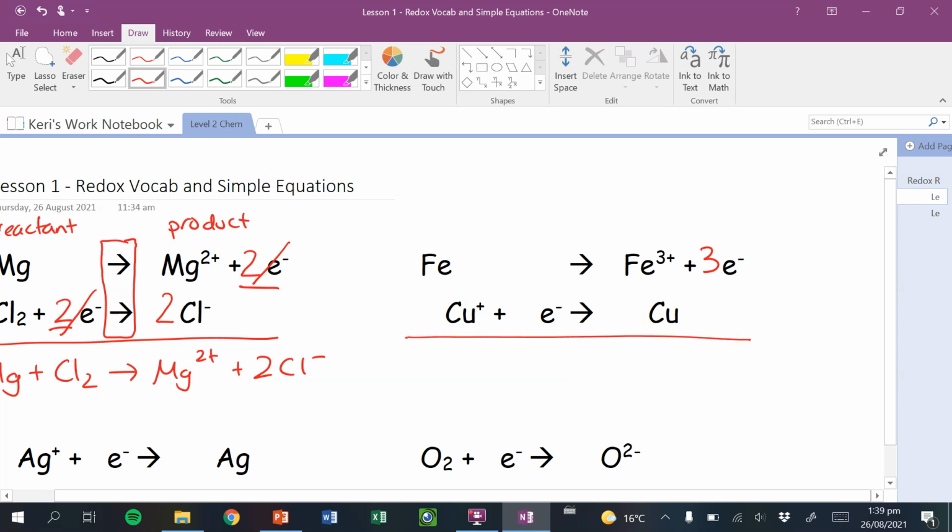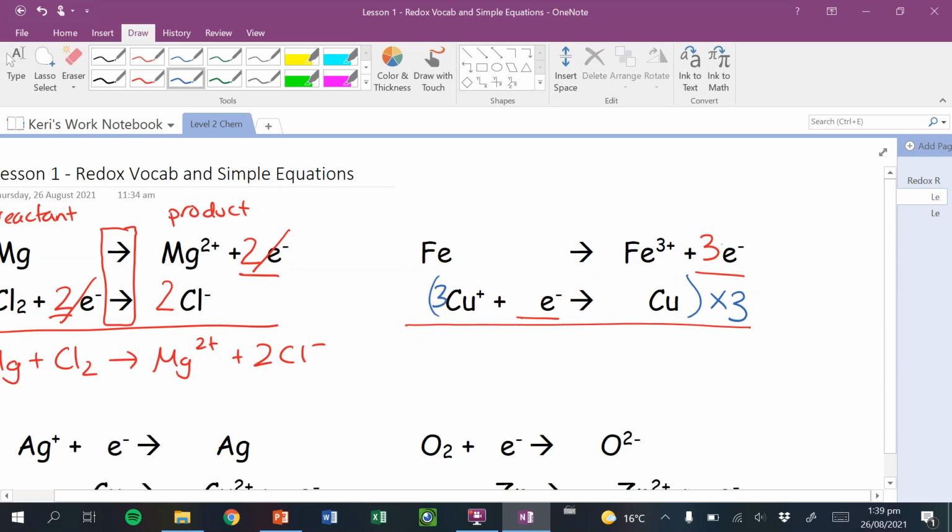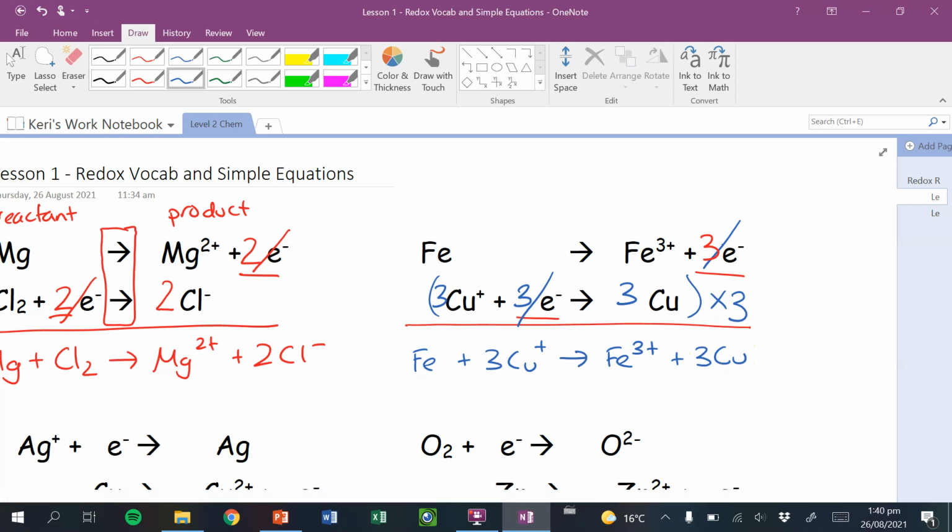Now let's see how I put it together. I need these electron numbers to match, and currently they don't. This one is 1, this one is 3. So what you do in this case is multiply the whole equation by 3, so that way these electron numbers match. Since I'm multiplying the whole equation by 3, a 3 goes in front of that copper 1+ ion, a 3 goes in front of the electron, and a 3 goes in front of the copper metal. That way these electron numbers now cancel, and I can write my final equation down. And like I said, you can see how having the arrows lined up makes it really easy to see the electrons, make sure they're on opposite sides, and make sure those numbers match and cancel out.